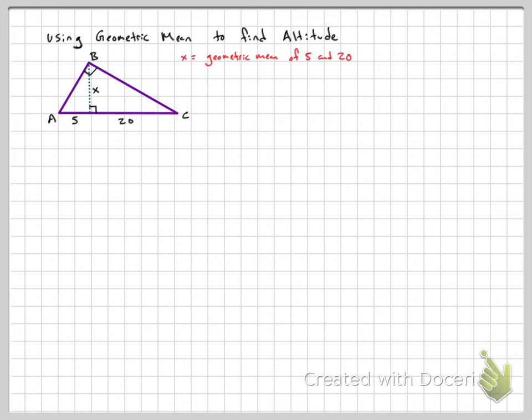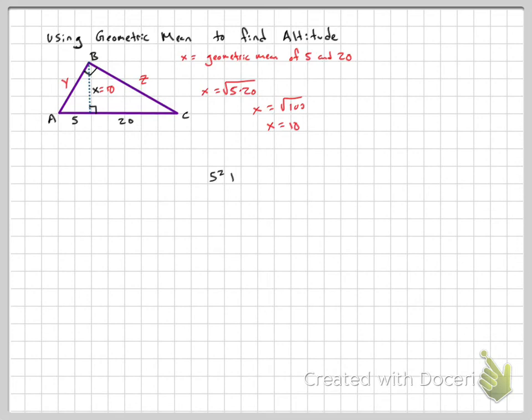So if I want to solve that out, X equals 5 times 20, and I have to take the square root of that. So in this case, X equals the square root of 100, so X equals 10. So now that I know X equals 10, remember these are three right triangles. So what I can do now to solve for Y and Z is use Pythagorean theorem. I'm going to use Pythagorean theorem on my small triangle, and on my medium-sized triangle, to find those missing lengths.